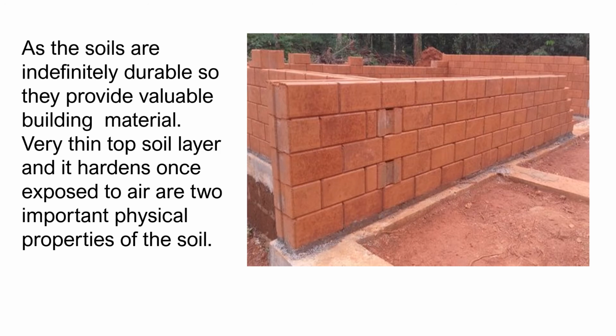Very thin top soil layer, and it hardens once exposed to air, are the two important physical properties of the soil. This means that the topsoil is very thin, that is, the laterite soil at the top remains very thin. It is mainly because most of the nutrients along with the soil particles are dragged below. And the second point of its physical property is that it hardens very quickly once it is exposed to the air. So it remains wet because of heavy rainfall, but the moment it is exposed to the air, it hardens very quickly.